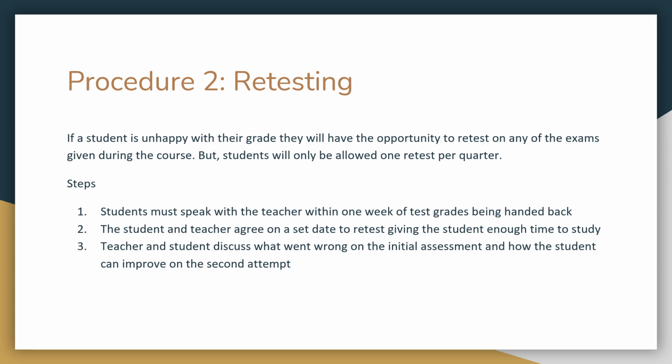The steps to have a retest are: the students must speak with the teacher within 1 week of test grades being handed back. The student and the teacher then must agree to set a date for the student, given enough time for them to study. Student and teacher then must discuss what went wrong on the initial assessment and how the student can improve on the second assessment. This can include study materials such as study guides, Quizlet, or reaching out to the teacher for extra help.